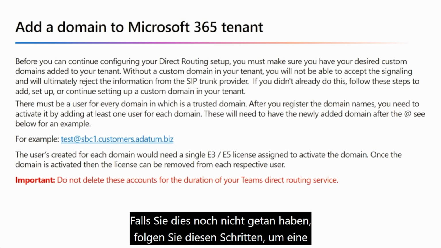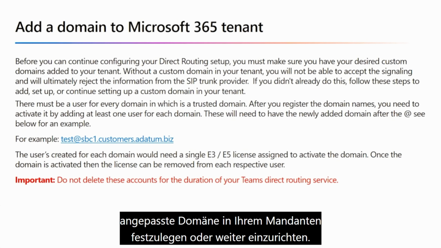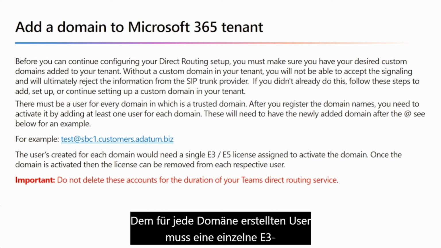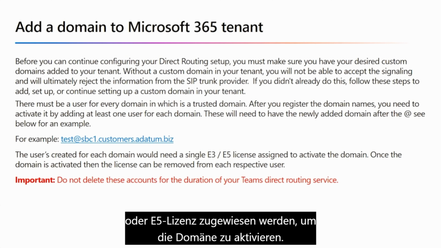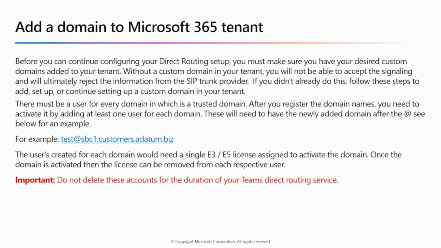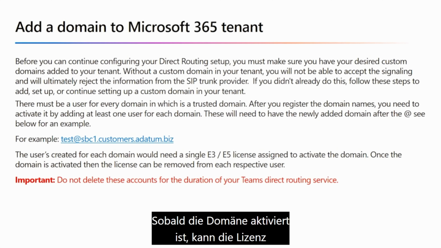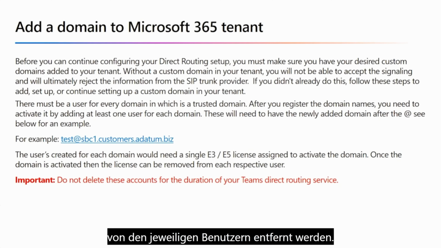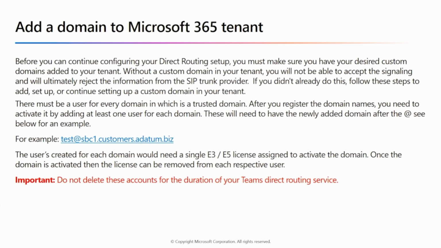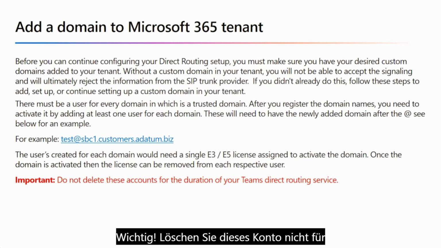If you did not already do this, follow this step to add, set up, or continue setting up a custom domain in your tenant. The user created for each domain would need a single E3 or E5 license assigned to activate the domain. Once the domain is activated, the license can be removed from each respective user. Important, do not delete this account for the duration of your Teams direct routing service.